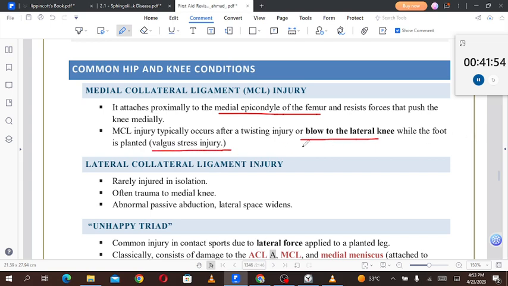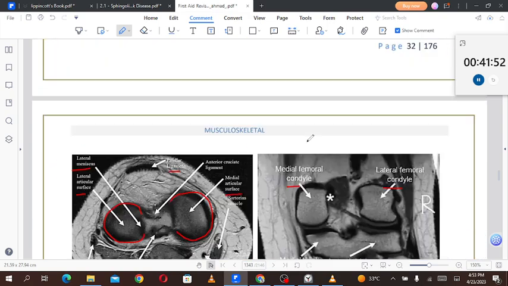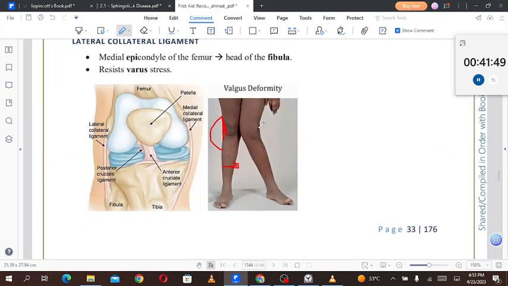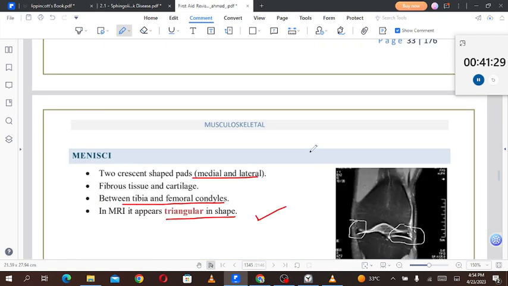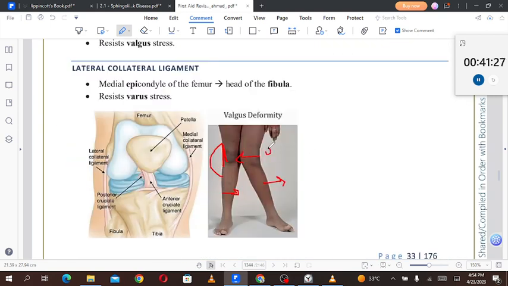That is a valgus stress injury, right? So let's go back and see the valgus stress injury. Here you can see that the knee is moved medially while the leg is moved laterally. This is called a valgus stress deformity, and it is seen whenever there is a medial collateral ligament injury. This can happen whenever we have a blow to the lateral knee while the foot is planted. Suppose there is a blow to the lateral knee over here, with something like a hammer. That blow will cause the knee to move inside and the leg to move outside, and there will be a shearing stress that causes a tear of the medial collateral ligament.